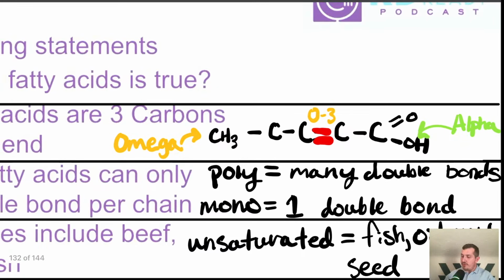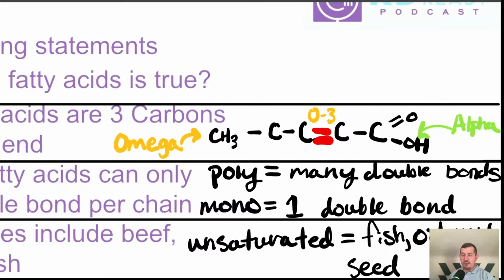Then on this other side, folks, this is your alpha end, okay? This is going to be the COOH over here, and this is what your alpha end would be. Still very important for the fatty acid structure. However, it's not what we're counting for the omegas.